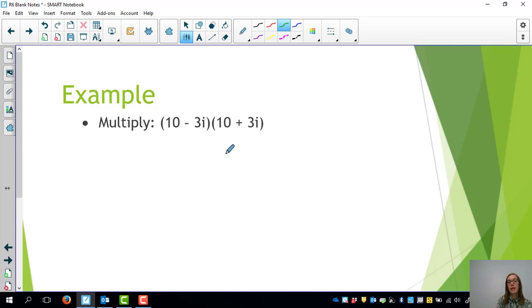We can also multiply it, and again, we just want to treat i as if it's a variable. So here we have a binomial times a binomial. So we can FOIL. 10 times 10 is 100, minus 10 times 3i, or plus 10 times 3i is 30i, and then minus 3i times 10 is minus 30i, and then -3i times 3i is -9i squared.